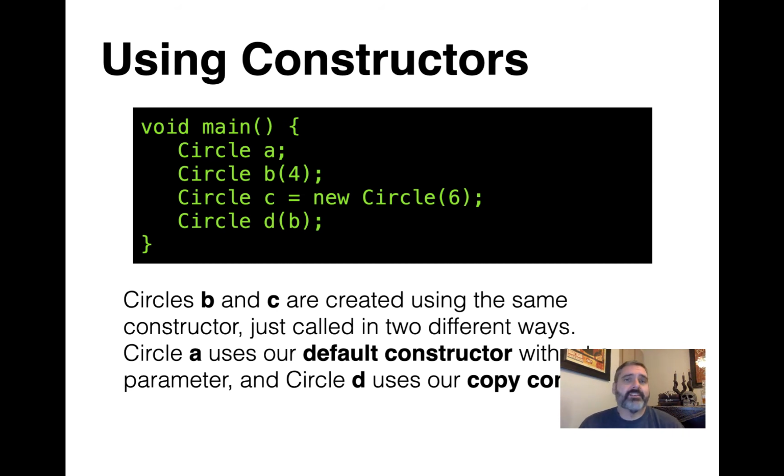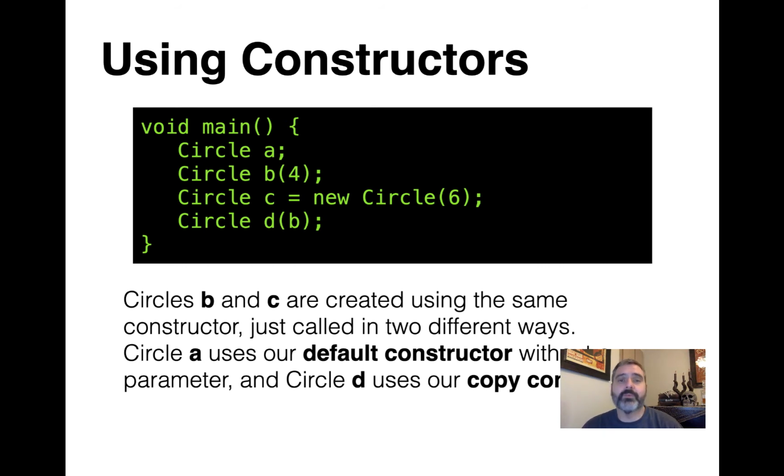So here's actually using constructors. There's lots of different ways to do it. Circle A, I haven't called anything. I didn't use parentheses at all, right? But that is still going to call my default constructor. Now we have a custom default constructor, and that one is going to set the radius to 0. So circle A will have a radius of 0, right? Because we've already defined that behavior.